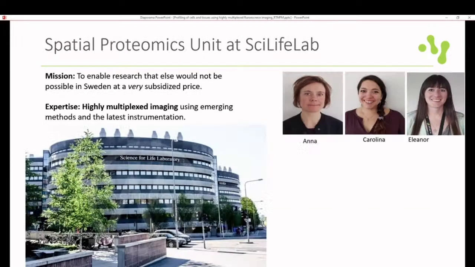In my unit, the spatial proteomics unit at SciLifelab, we work with different types of methods for highly multiplexed imaging, and this is our expertise area. Our mission as part of SciLifelab in Stockholm is to provide these novel technologies and the latest instrumentation, so that we can help researchers do research that otherwise would not be possible in Sweden, and we do it at a very subsidized price. I should say that we have some grants so that we can also do projects for European users.